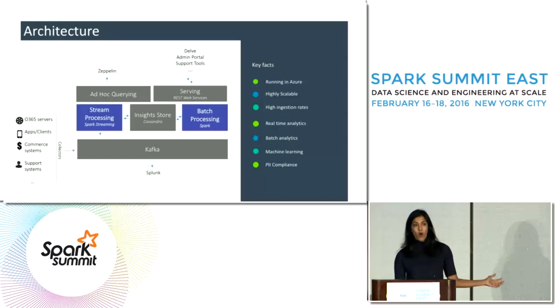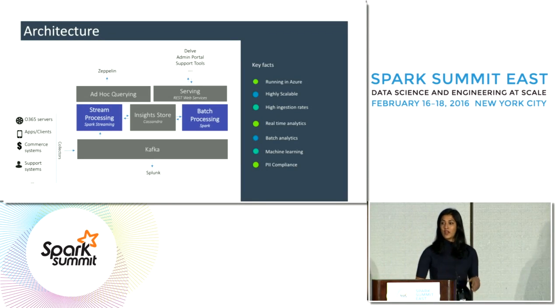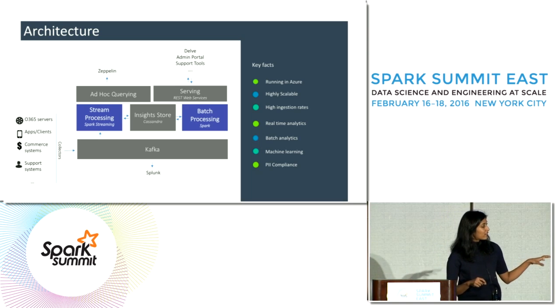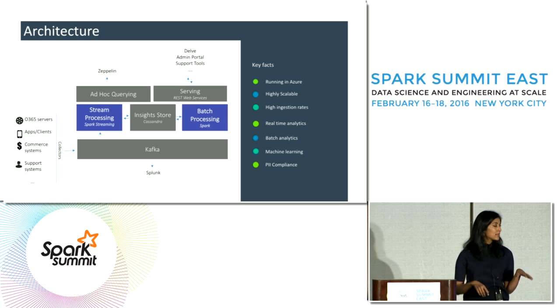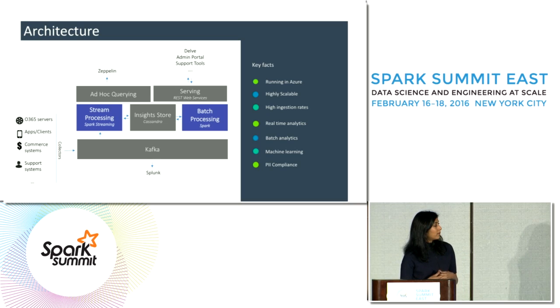We use Kafka right now, so we picture Kafka as a data highway, just a bunch of streams flowing in through Kafka. Once the data is in Kafka, we use Spark streaming and Spark batch processing to create these insights, and we'll get into the specifics a little later on. Our store of choice right now is Cassandra. We serve up our insights via REST APIs.